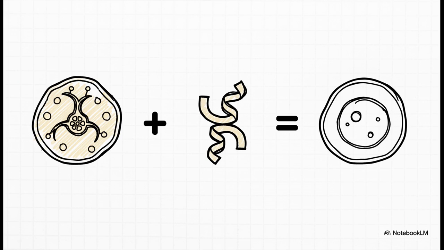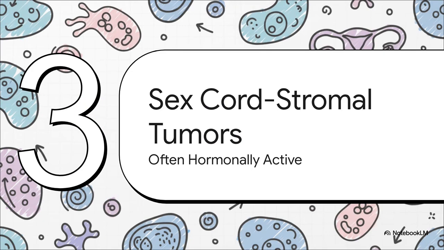And what is the tumor marker? Alpha-fetoprotein, or AFP. Now, why is AFP so important? Because we can measure it in the patient's blood to diagnose the tumor and to track how well the treatment is working. Lock this point in your brain. And that brings us to our third and final family, the sex cord stromal tumors.